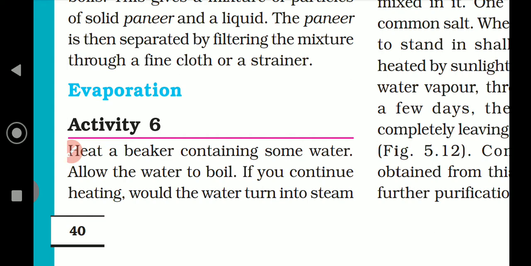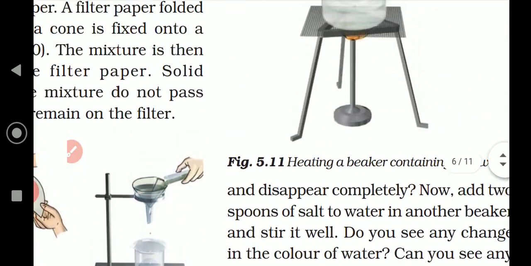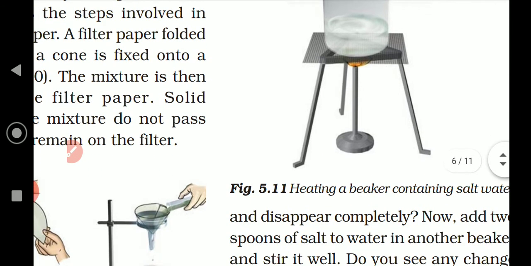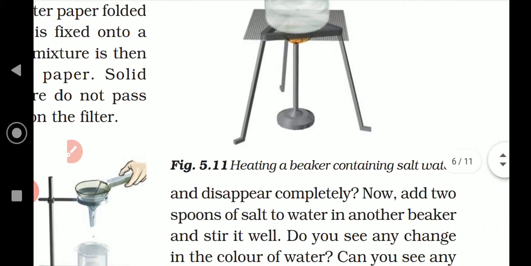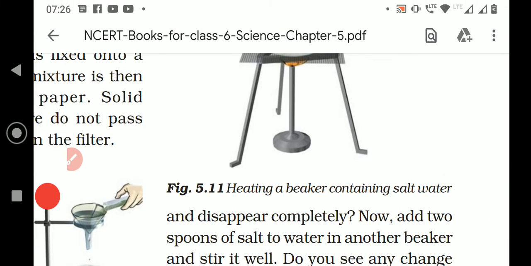Activity number 6: heat the beaker containing some water. Allow the water to boil. If you continue heating, would the water turn into steam? Here you can see what's happening. There is a tripod stand, there is a beaker, and there's water in it. You are heating it. Can you see the flame here? So you are heating it.